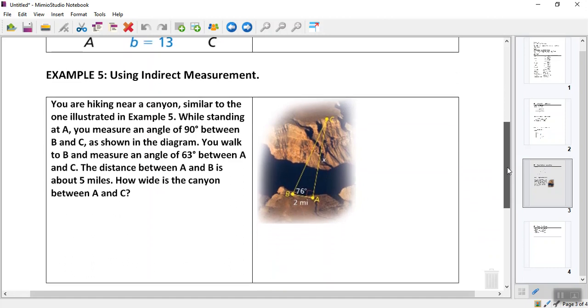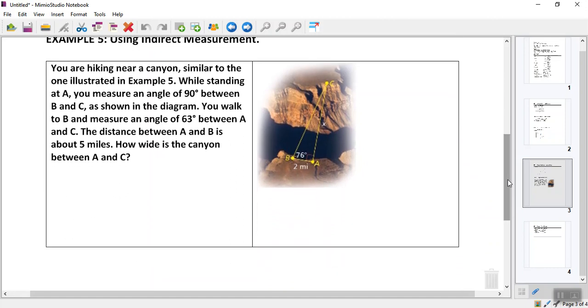The first one here, we're going to change some numbers in this diagram. I know this diagram doesn't show up the best on your notes, but I think we'll be in good shape. It says you're hiking near a canyon similar to the one illustrated over here, okay? It says, while standing at point A, you measure the angle of how many degrees? 90. Okay, so at angle A, this angle is really how many degrees right here? 90 degrees.